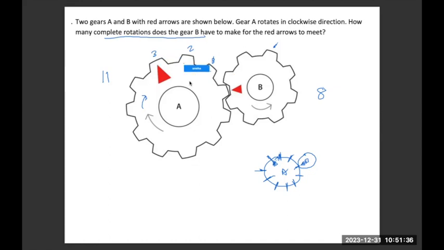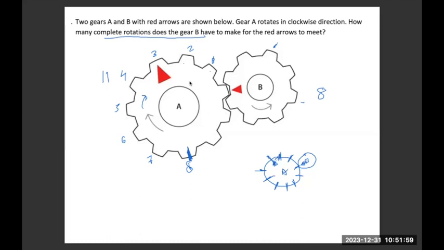Okay, I'm just counting it. 1, 2, 3, 4, 5, 6, 7, and 8. So till this part, ये वाला जो part है आपका, वहां तक B will have one rotation. Okay, so B will complete one rotation at this spoke. So I'll say one first, it will end here.